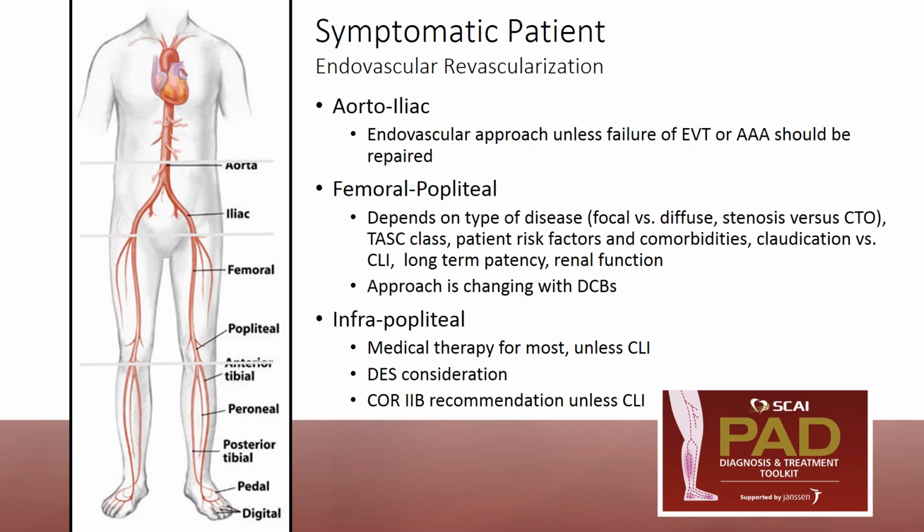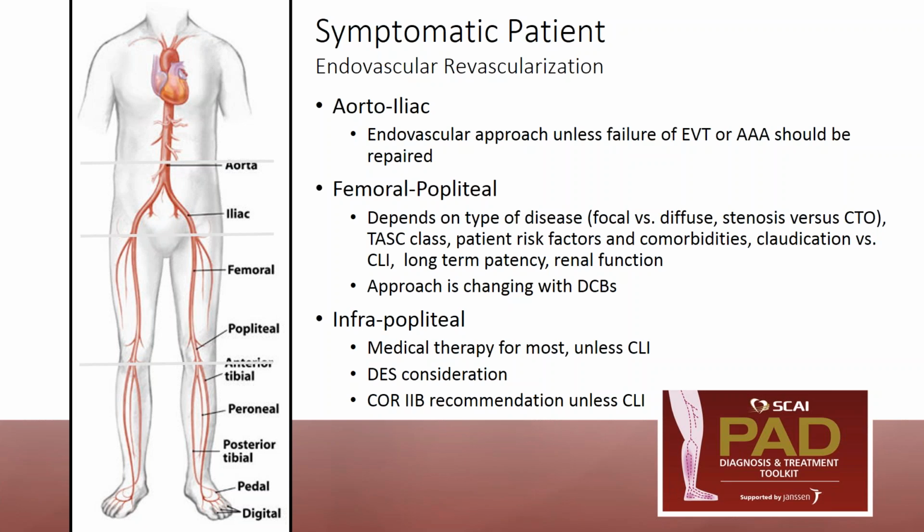And the approach is really changing with drug-coated balloons. Now we're seeing a much decreased target lesion revascularization using DCBs, and this will continue to evolve. That's for the femoropopliteal segment. If you look at the infrapopliteal segment, it's really medical therapy for most, unless you're talking about critical limb ischemia. And in that case, we really want to open up direct line flow to, again, whatever that wound is, or if the patient has rest pain.